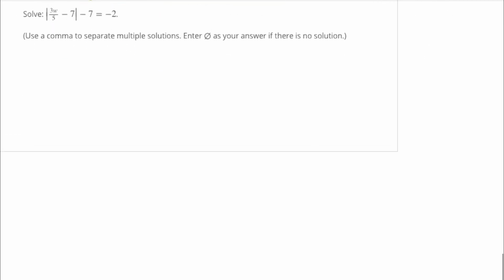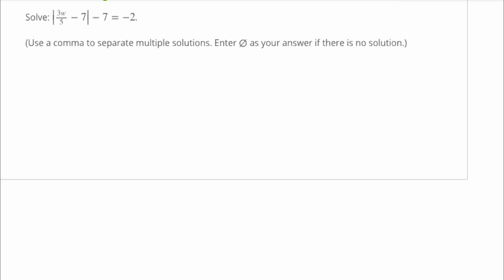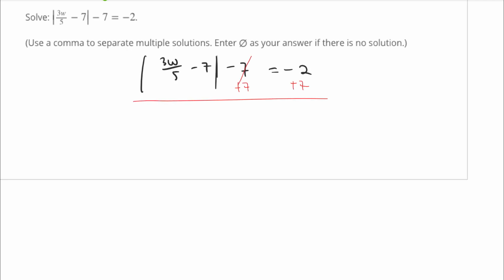So for our next problem, we still have an absolute value equation. So let's see what we have. Here now I have the absolute value of 3w over 5 minus 7, minus 7 is equal to negative 2. So here, to isolate the absolute value, I'm going to go ahead and add 7 to both sides. So I have the absolute value of 3w over 5 minus 7 is equal to negative 2 plus 7. Well, that's going to give me a positive 5.